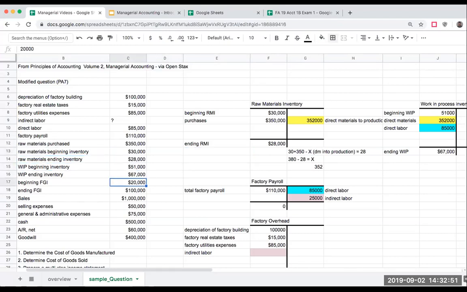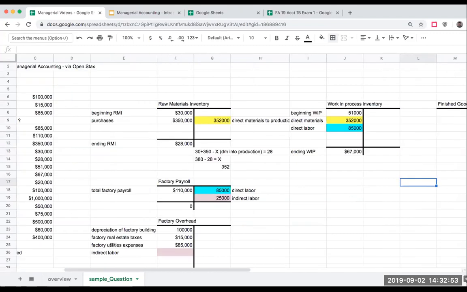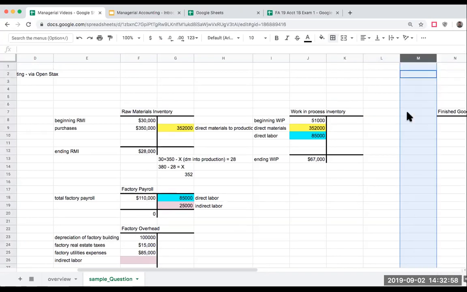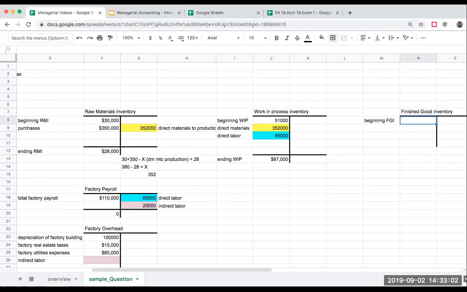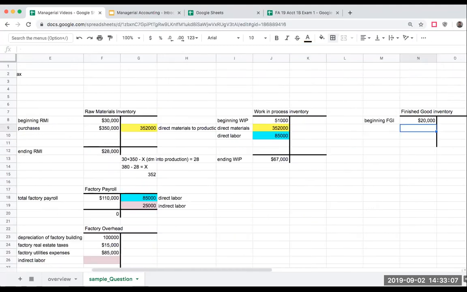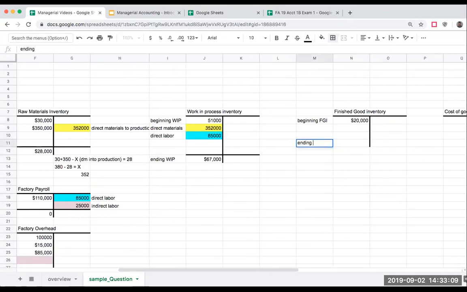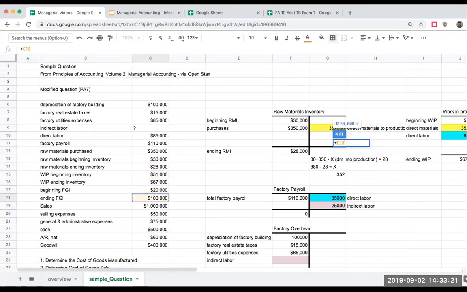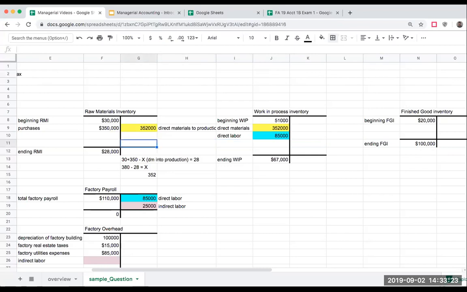Okay. So the other items were given over here. We're given beginning finished goods inventory of 20,000. And we're going to give ourselves a little bit more room. So my beginning finished goods inventory was 20,000. My ending finished goods inventory was 100,000. Okay. Now, keep on going down this list over here.